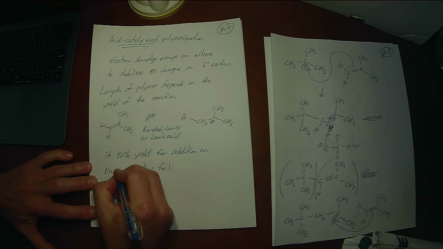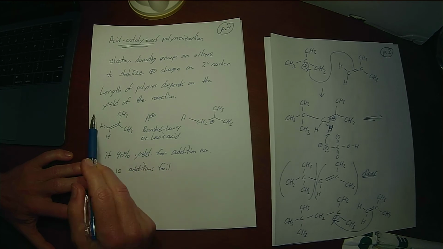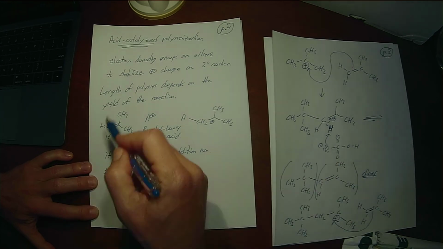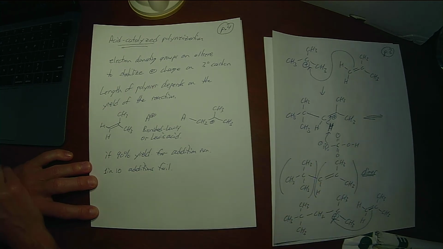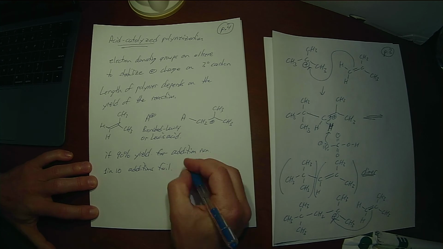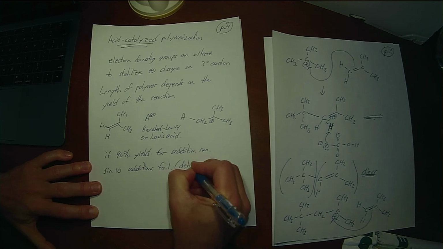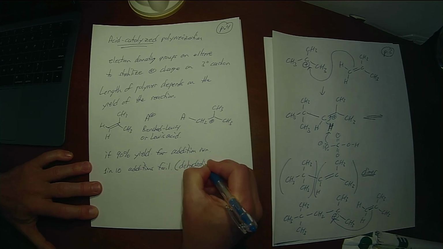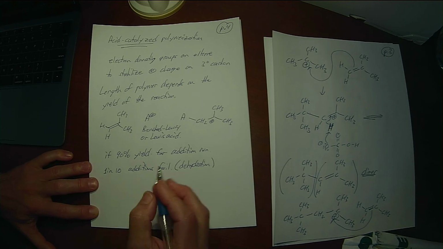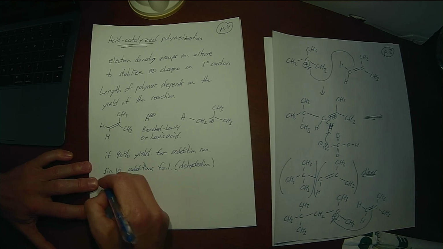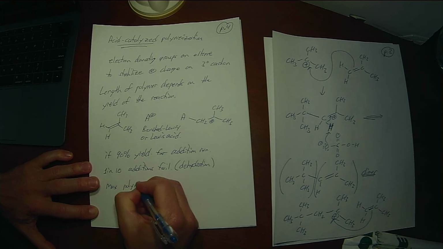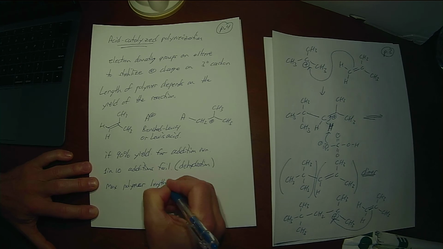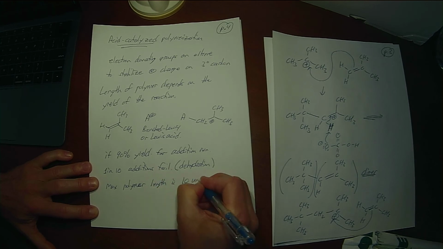Basically, every 10th reaction fails, and instead of adding another monomer, it does this and dehydrates. Right, so you'll get 9 successive reactions. The maximum polymer length is 10 units on average.